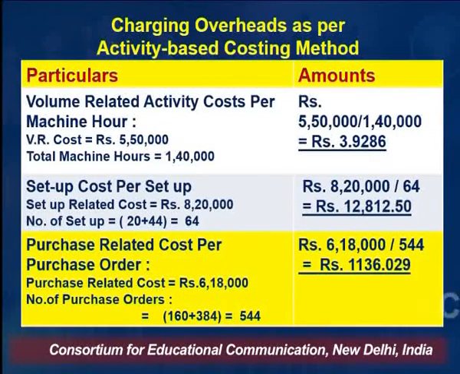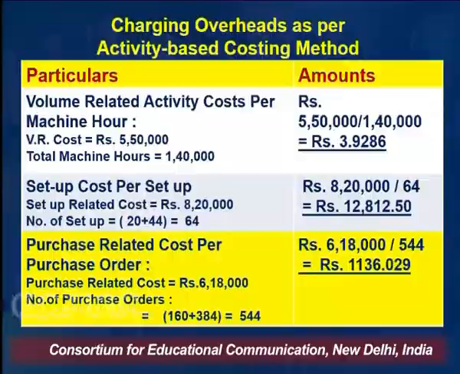Now when we are charging overhead as per activity based costing method, what will happen? Previously I have told you how to allocate it on the basis of traditional method. Now we are switching to activity based costing. So we have to first go as per volume related activity, setup related cost and purchase related cost, because these three are going to be our cost drivers.